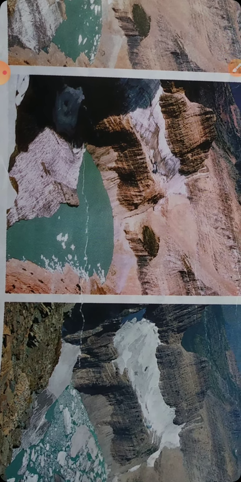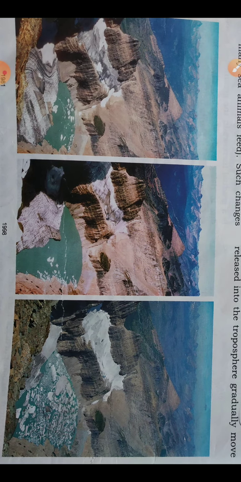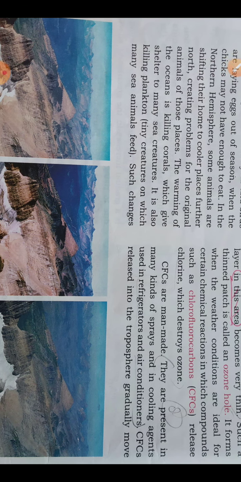In 1961, more ice was there. In 1998, less ice. And in 2009, what happened? Most of the ice has been destroyed. So that is what is happening. This is the effect of global warming. You can observe the changes in this picture.